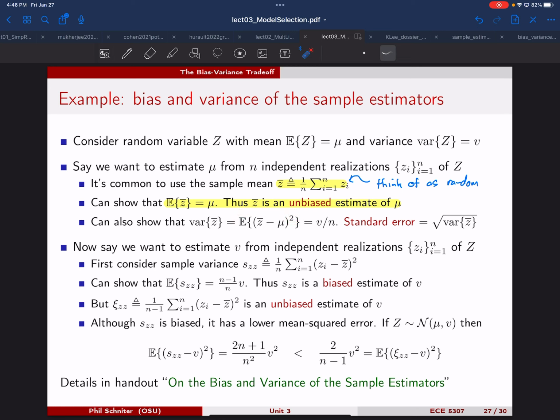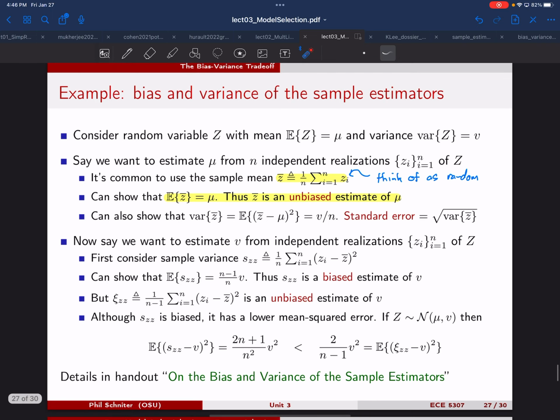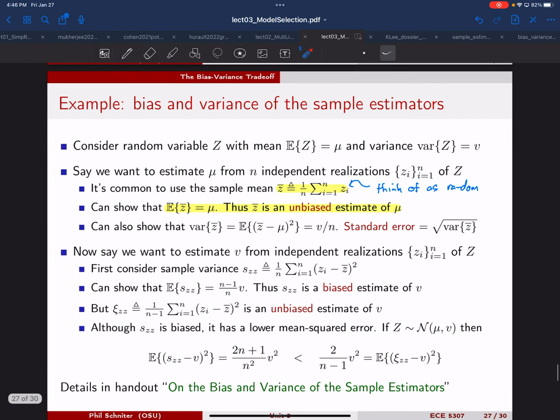And this derivation is a little bit longer, but I can show you in another handout how to do this. And what you find is that this variance is v, which is tied to how much variation the random variable z itself has, divided by n, which is the number of samples. So what does this tell us about how we want to choose the number of samples when we do this average?